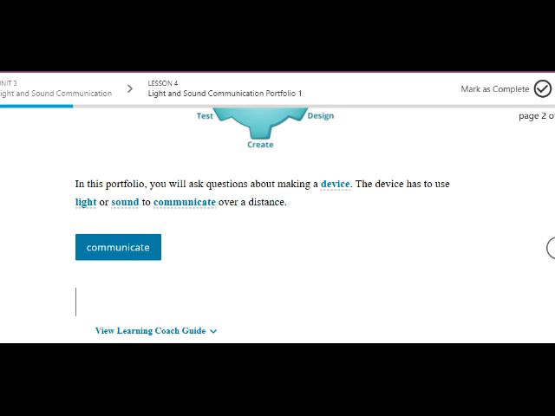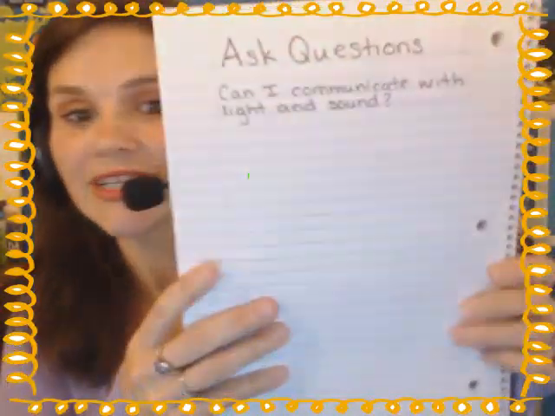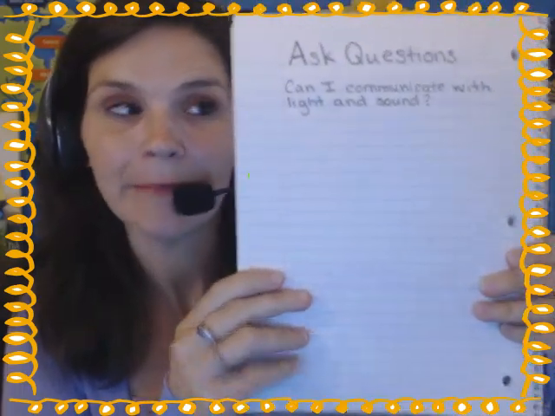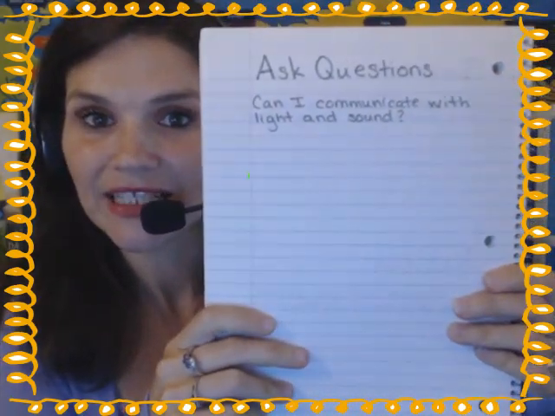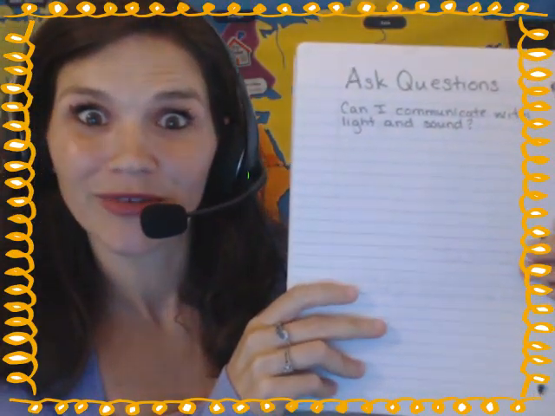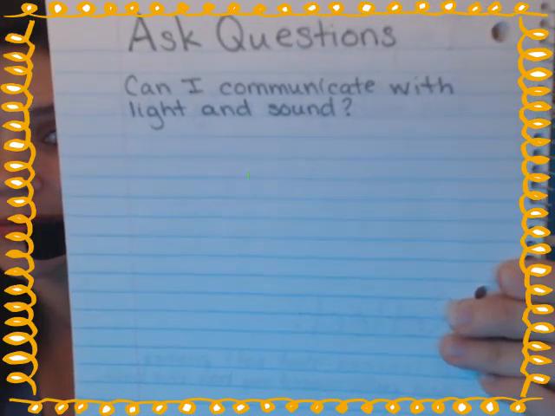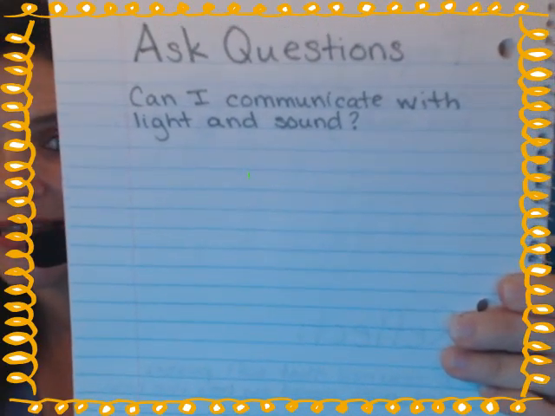So I want to show you really quickly in my science journal. Here is my ask questions section. Remember, your science journal might look different and that's okay, but you're still going to want to ask at least one question before beginning. So I asked a really simple one related to what we're learning about. Can I communicate with light and sound? So can I do that, yes or no? We're going to answer that question through this process. Let's go back to your lesson.